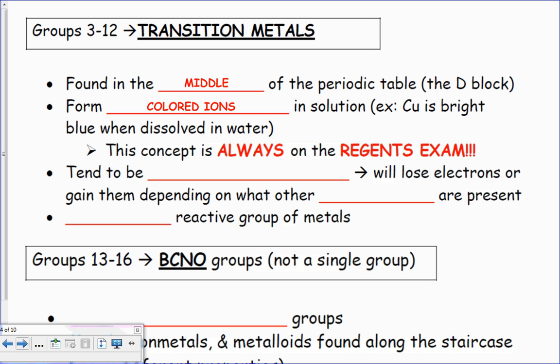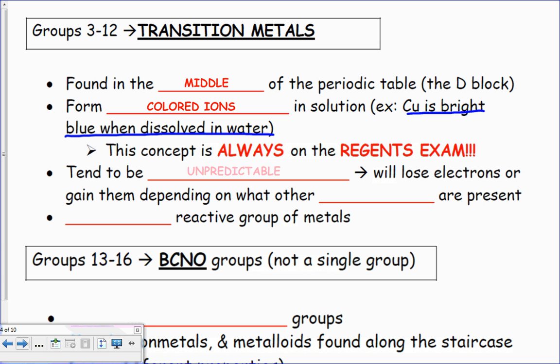And this is very, very common on the Regents. Which ion produces a colored solution when dissolved in water? It'll give you lithium, potassium, rubidium, and then copper. Copper, being the only transition metal, is the right answer. I'll try to make some solutions of these things like copper and cobalt solutions in class to show you.